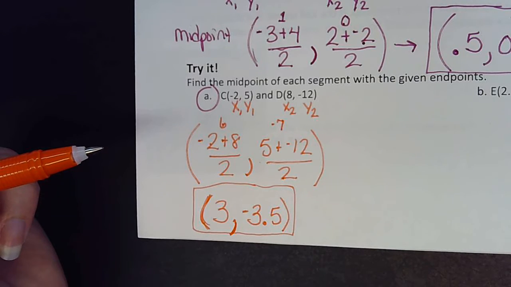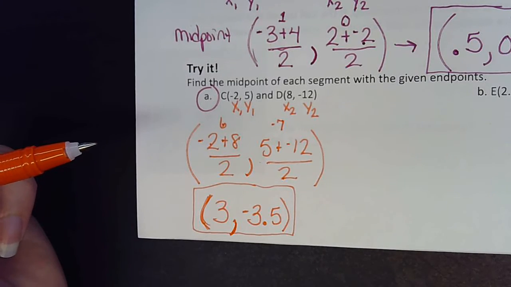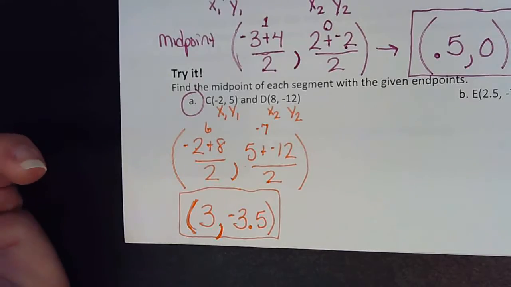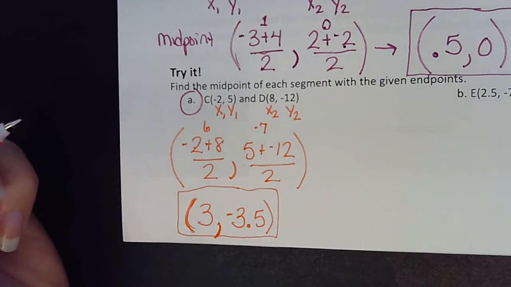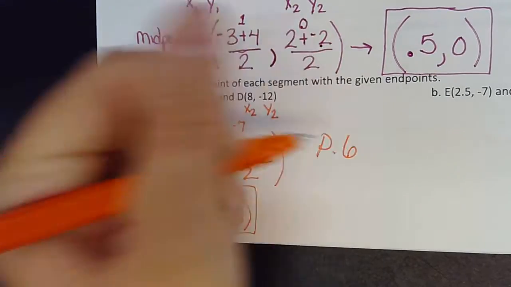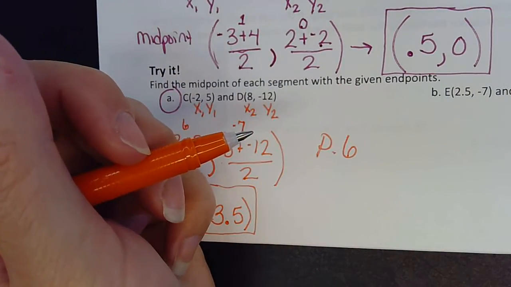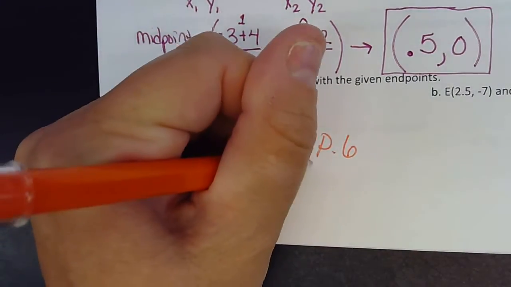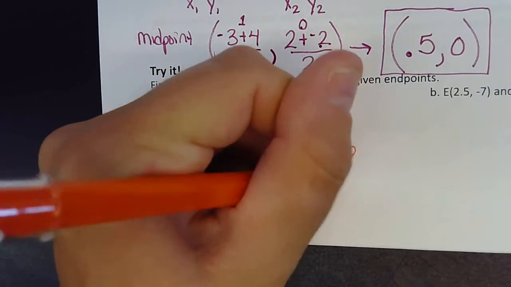Not bad, right? Pretty good day for this. Okay, so what you are going to do today in that assignment packet, you are going to do page 6, which actually is the very first page, which seems kind of weird. And then you're going to do 2 through 20 even.